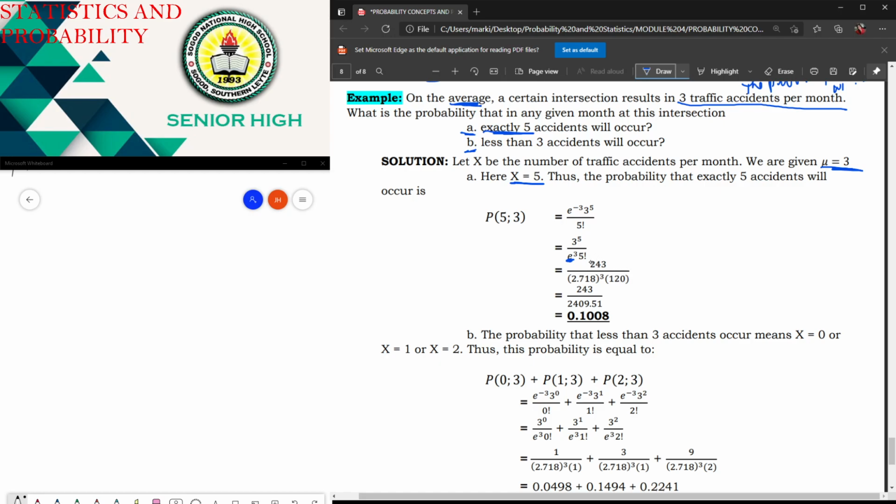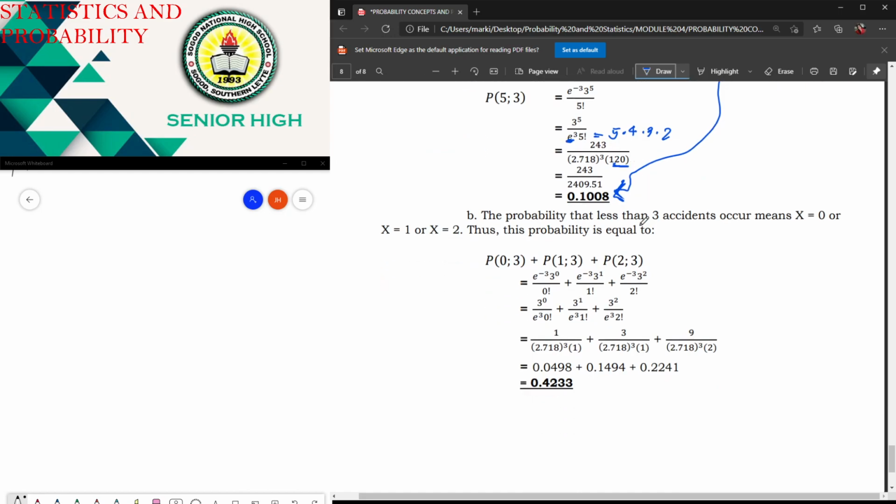Okay? How did we get 5 factorial? Is 5 times 4 times 3 times 2. So 5 times 4, 20 times 3, 60, and that's why we have 120. And then you substitute that one, then we have 0.1008. So that is the probability that exactly 5 accidents will occur, given that the average of a certain intersection results in 3 accidents per month.